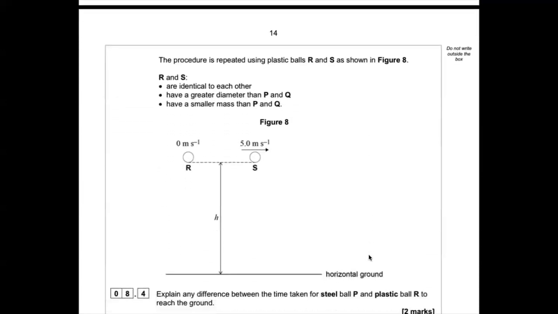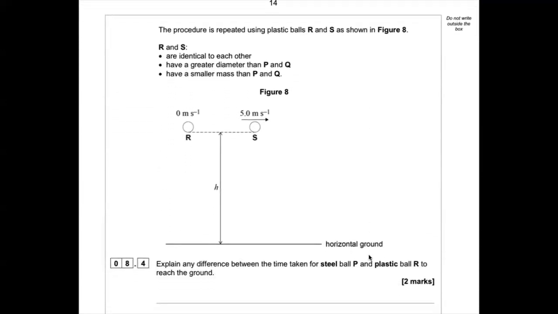The procedure is repeated using plastic balls R and S. R and S are identical to each other, have a greater diameter than P and Q, and have a smaller mass than P and Q. So a greater diameter basically means a greater volume, but despite the greater volume, they have a smaller mass.